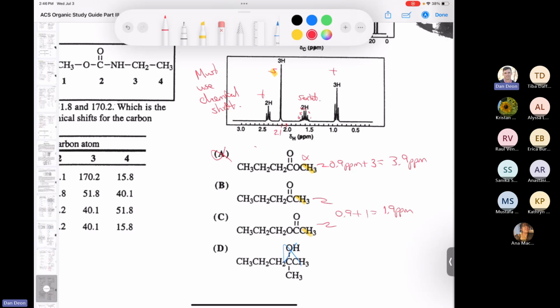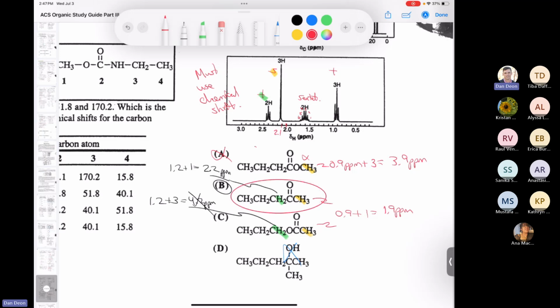So now we have to go to the triplet that integrates for 2 protons. So if I use the green highlighter, this one is going to have to either be this methylene or this methylene. Well, if I look at the one on the top, this one here, I start with the baseline, which is 1.2, and then I add 1. That gives me 2.2. So that's pretty close, right? So this looks reasonable. If I look at this one here, I start with 1.2, but then I have to add 3 because it's next to the oxygen of an ester, which gives me 4.2 parts per million, which is way too far off. So that tells me that the answer has to be B.